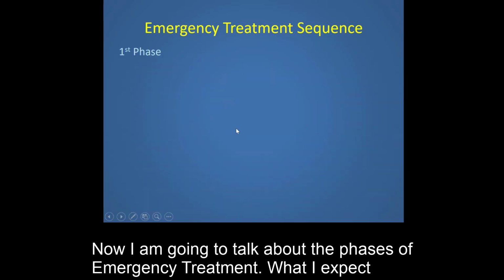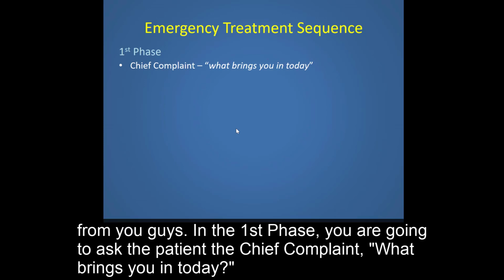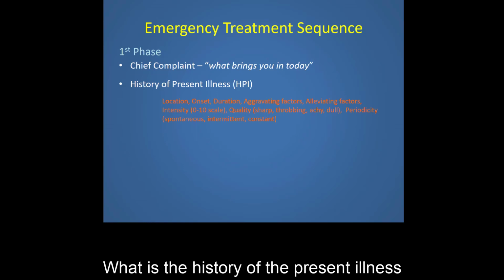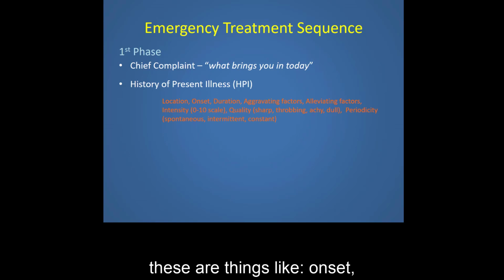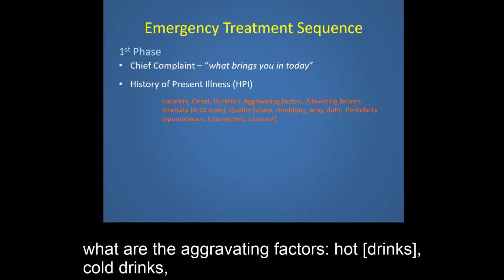All right, now I'm going to talk about the phases of this emergency treatment, what I expect from you guys. In the first phase, you're going to ask the patient the chief complaint: what brings you in today? Also, what's the history of the present illness? These are things like onset, duration, when did it start? What are the aggravating factors? Hot things, cold drinks, chewing?